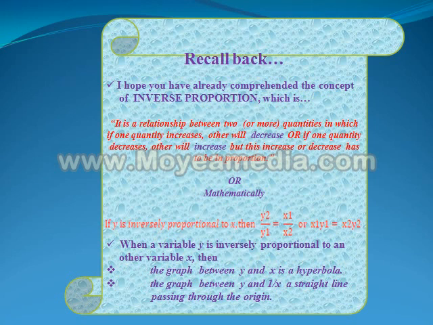Here x1 and y1 are the two values of one quantity, and x2 and y2 are the two values of the other. And graphically, when you plot y and x, meaning the values of y on one axis and the values of x on the other axis, you will get a hyperbola, a curve, not a straight line. But if you plot the values of y against 1 over x, then you will definitely get a straight line passing through the origin.